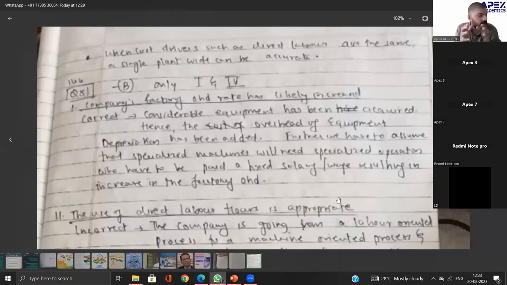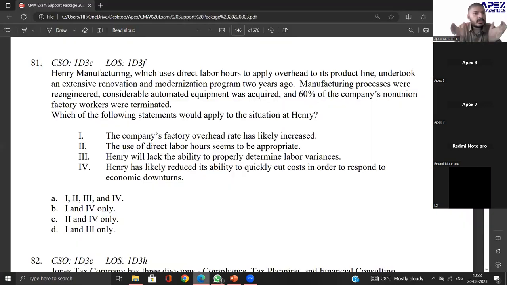Now, can you go to the question number 81? Question number 81. Henry Manufacturing uses direct labor hours to apply overheads to its product line. It has undertaken an extensive renovation and modernization program 2 years ago. Manufacturing processes were re-engineered, considerable automated equipment was acquired and 60% of the company's non-union factory workers have been terminated. Which of the following statements should apply to the situation at Henry?